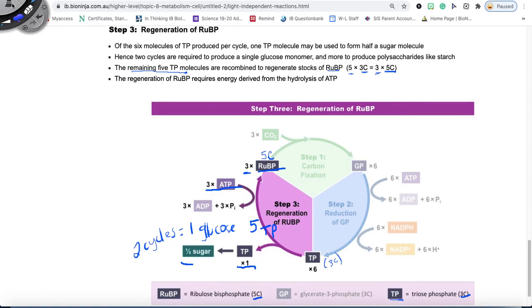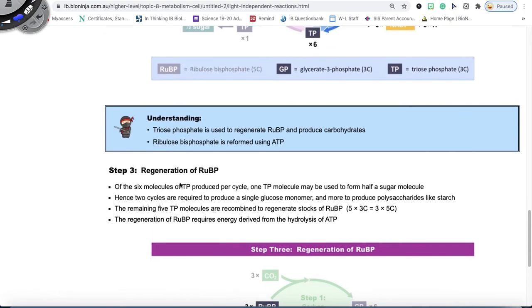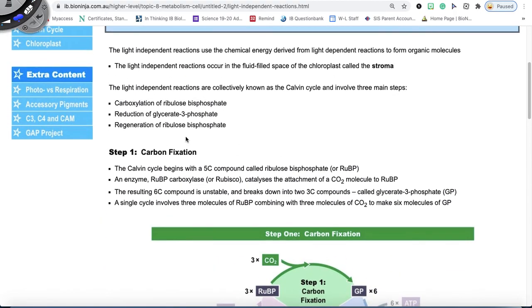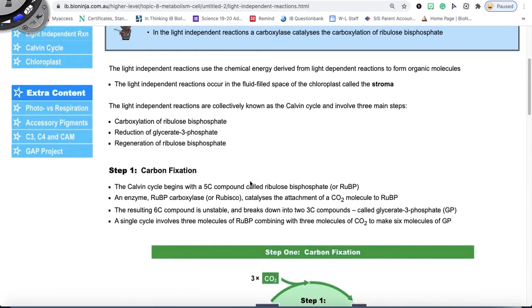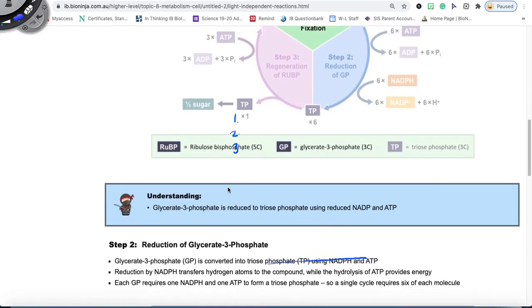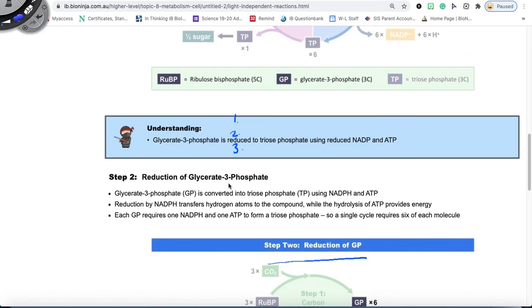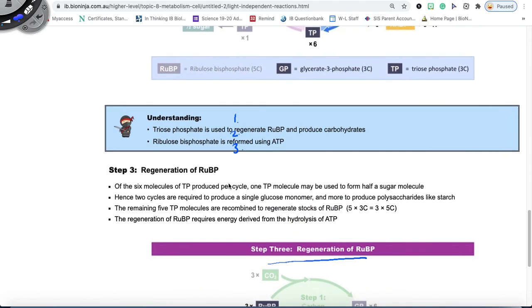So that is the light-independent reaction. Make sure you review it. Make sure you understand that it's all part of the Calvin cycle, and that the Calvin cycle can be simplified into three main steps that we just saw: carbon fixation being the first one, reduction of GP being the second one, and regeneration of RuBP being step 3.